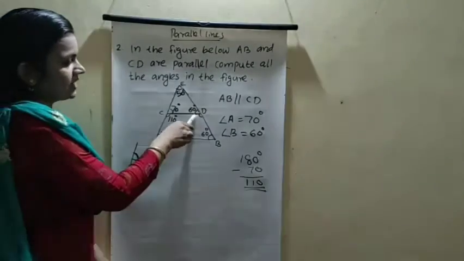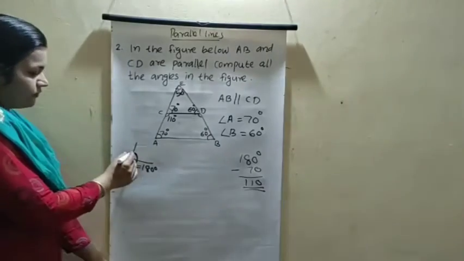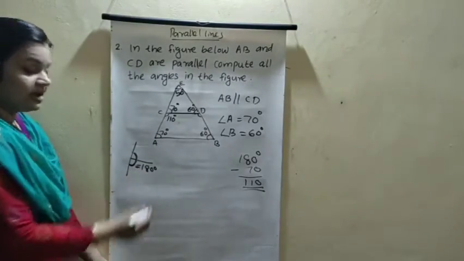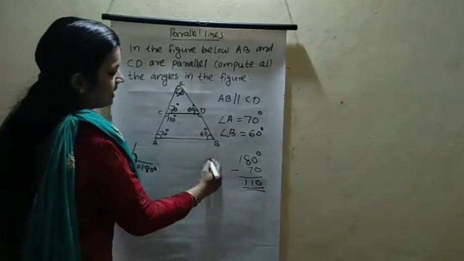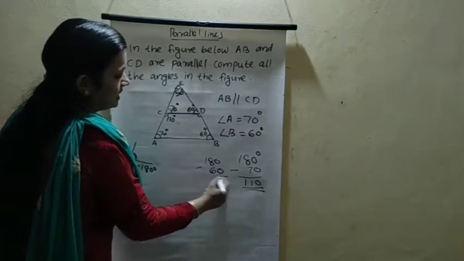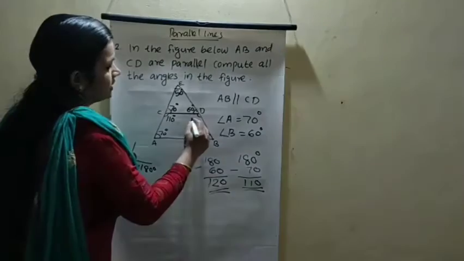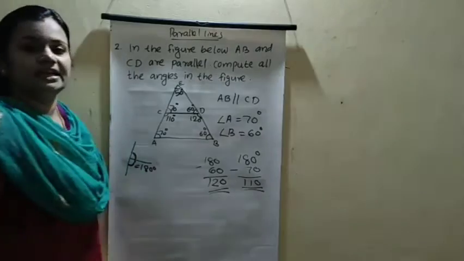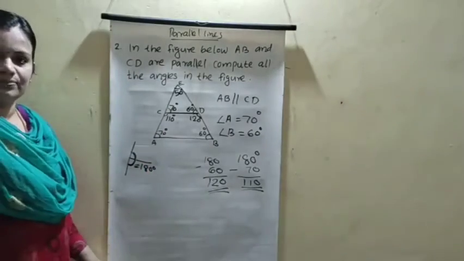Then again we want to find out the angle next to 60 degrees. This is also a linear pair. This half rotation equals 180 degrees. So we can say 180 minus 60, and we got 120 degrees. So we have computed all the angles of this figure.